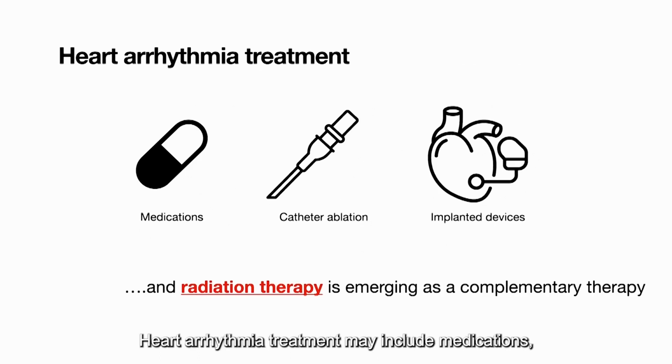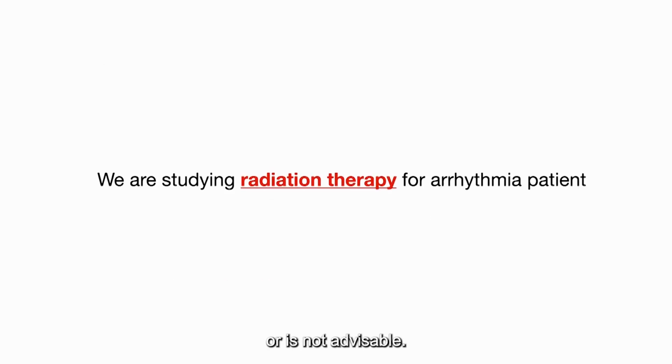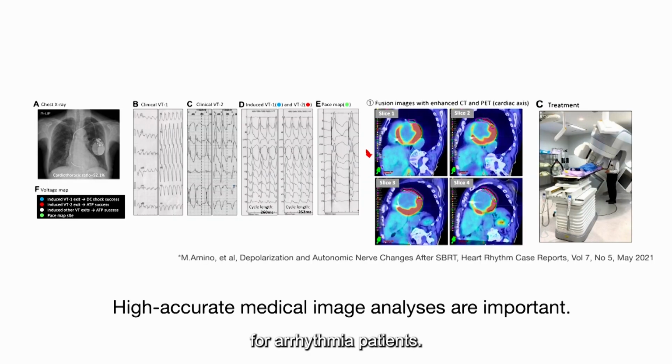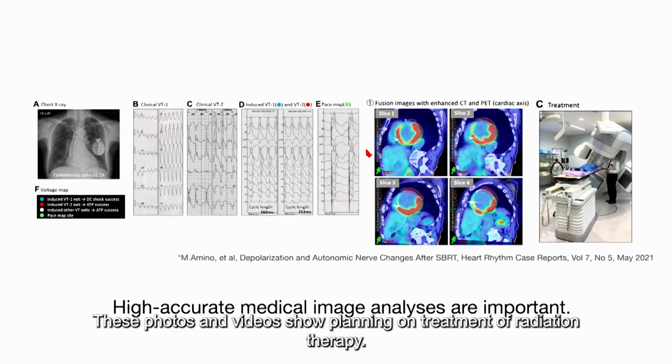Heart arrhythmia treatment may include medications, catheter procedures, implanted devices, or surgery to control or eliminate fast, slow, or irregular heartbeats. And radiation therapy is emerging as a complementary therapy when other treatment fails or is not feasible. And then we are starting radiation therapy for arrhythmia patients. These photos and figures show planning and treatment of radiation therapy.